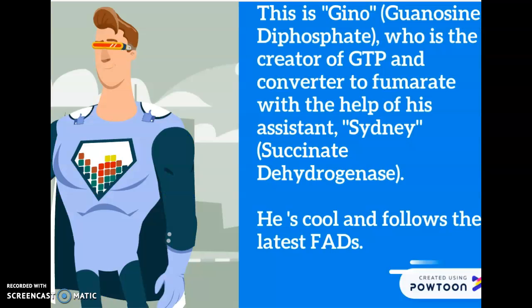This is Gino, guanosine diphosphate, who is the creator of GTP, guanosine triphosphate, and converter from fumarate with his help of his assistant Sydney, also known as succinate dehydrogenase. He's pretty cool and follows all the latest fads.